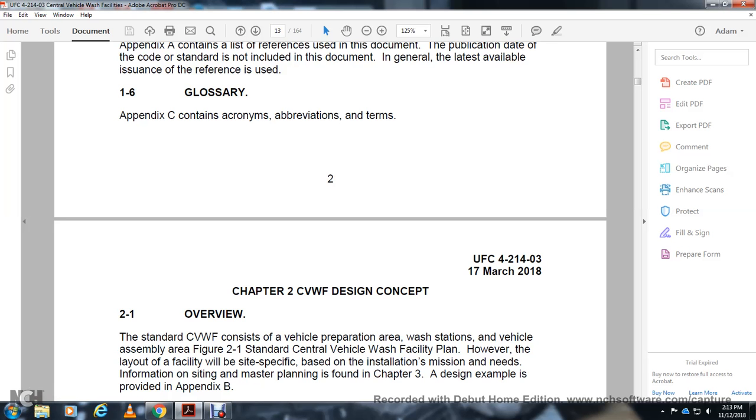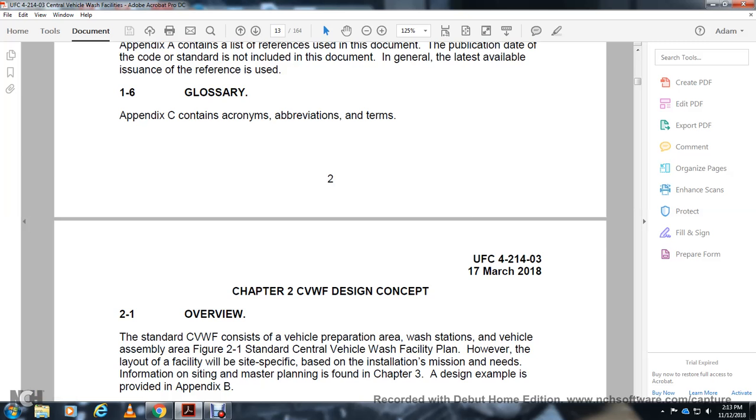Chapter 2, Central Vehicle Washing Facility Design Concept. 2-1 Overview. The central vehicle washing facility is for vehicle preparation and washing. Figure 2-1 shows the central vehicle washing facility plan, the layout of the facility that will be on site, with specifics based on the installation information for the site master plan.